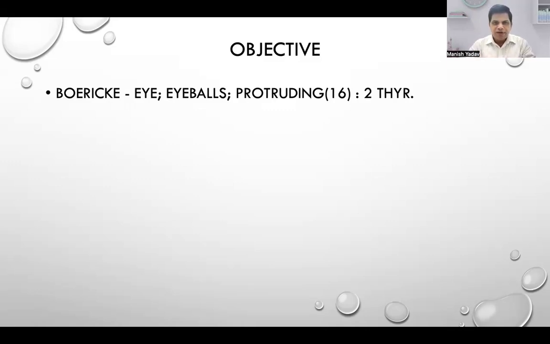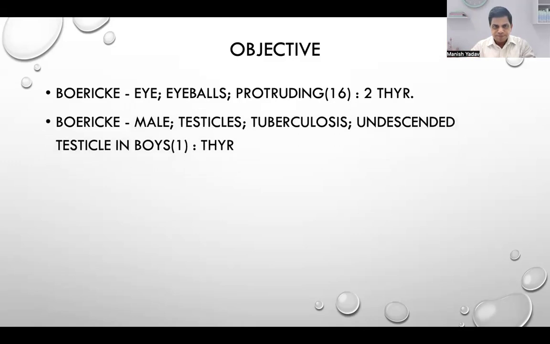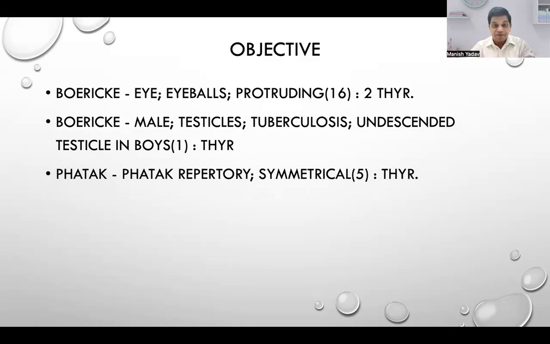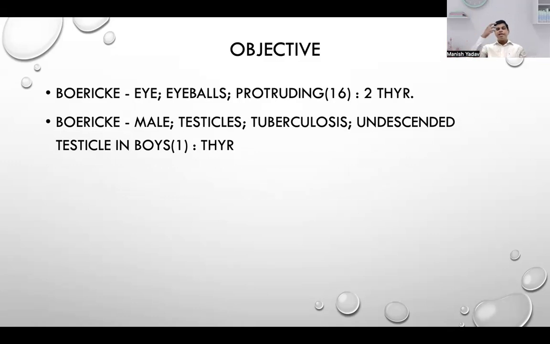So Boric, we'll take small books first. Okay, Boric. Eyeballs protruding. Male testis, tuberculosis, undescended testicles in boys. So protruding eyes: if you see protruding eyes, you can think of thyroidinum. Undescended testes, especially in boys, when they have not descended.